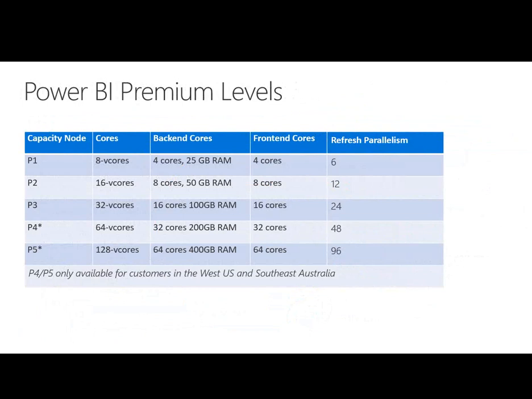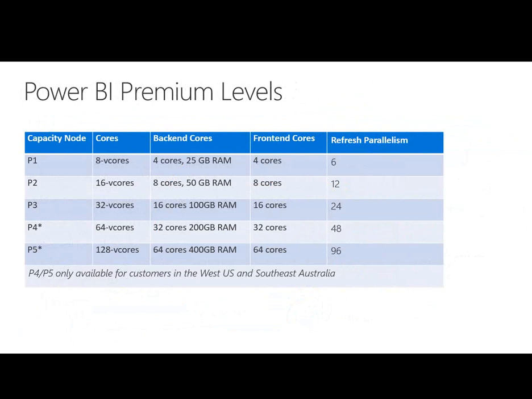For P1, you got 6. If you want to process 8 datasets, as I said, the 2 need to sit in the queue until the other 2 free up the concurrency thread, then another 2 can get the resource to be processed. So that's the paradigm of the refresh.